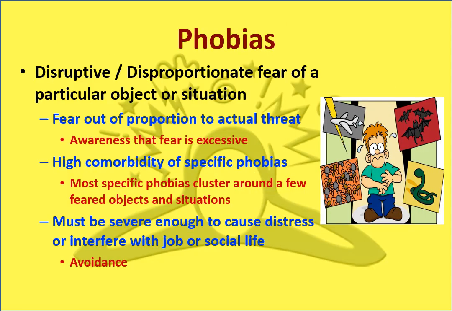The phobias. So phobias are disruptive or disproportionate fear of a particular object or situation. They're often referred to as irrational fears. So they're way out of proportion with the actual threat, the fear of flying, fear of spiders or bats or snakes. There's a high comorbidity rate of specific phobias. They can cluster. And of course, they must be severe enough to cause distress in your life, interfere with your job or social life before they're referred to as a disorder.